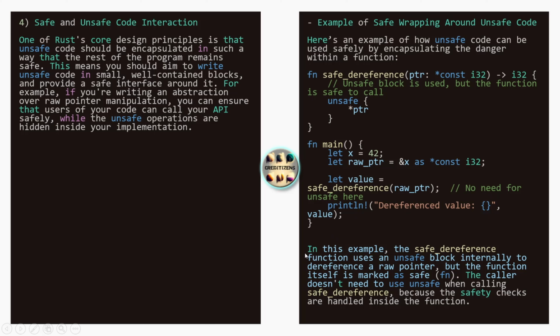In this example, the safe dereference function uses an unsafe block internally to dereference a raw pointer. So this is not exposed to the user, it's just inside the function. But the function itself is marked as a safe function. Everything is good, it's a safe function. The caller doesn't need to use unsafe when calling safe dereference. So no need for unsafe here, because the safety checks are handled inside the function. Okay?